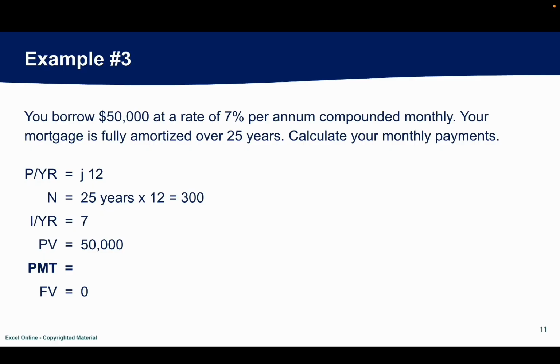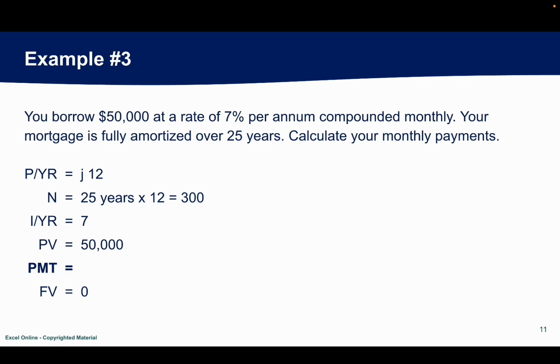The rate, IYR, is 7. The PV is $50,000. It's the loan amount. We don't know the payment, so we'll skip PMT. And the FV is $0. This has nothing to do with it being fully or partially amortized. It's a mortgage. So in mortgages, the FV is always 0.